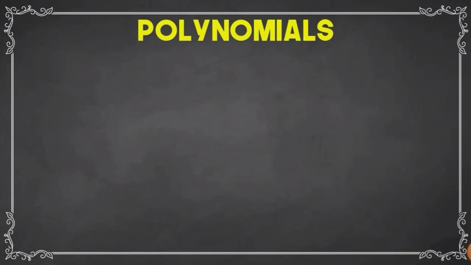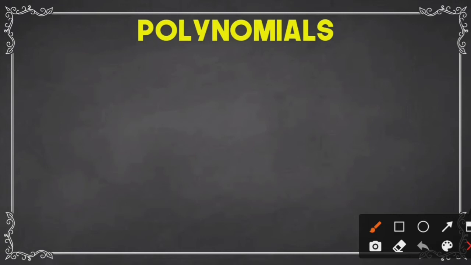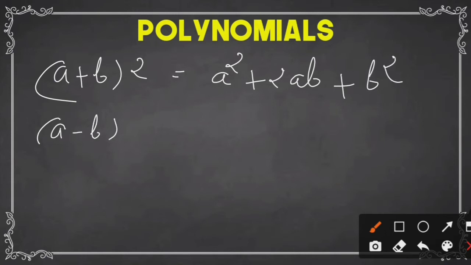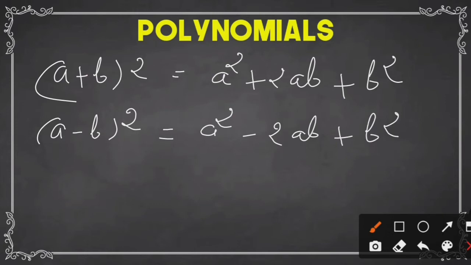Now we learn polynomials. What are polynomials? We'll see now. Some of the expressions we have seen already. In the 8th standard, you learnt expressions like a plus b whole square, which is a square plus 2ab plus b square. The same way, a minus b whole square is a square minus 2ab plus b square. And a square minus b square is nothing but a plus b times a minus b.